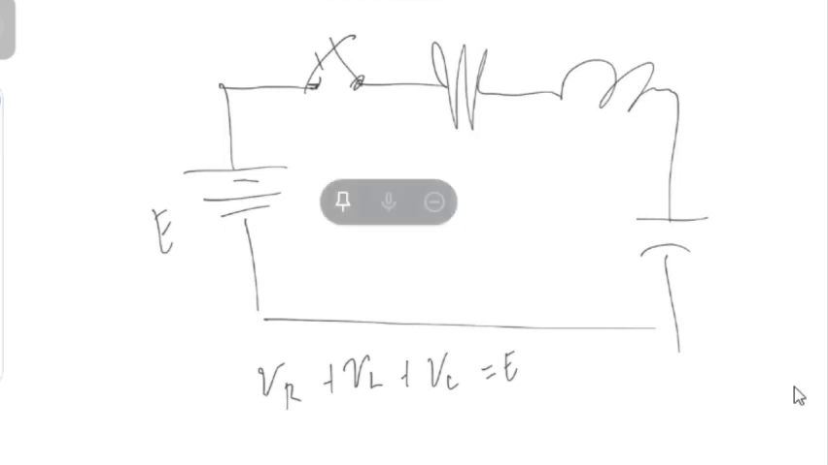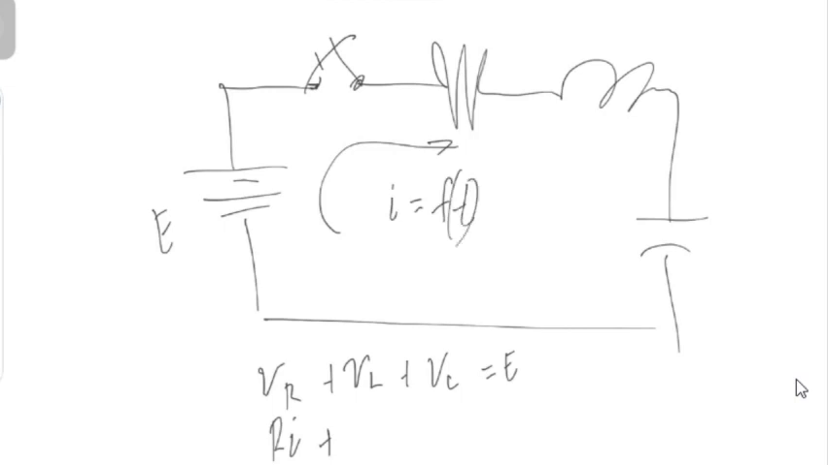RLC na, no? Ganito ang kalalabasan. Voltage drop on the resistor is Ri. The current that will circulate varies with respect to time t. It's not a constant. So you have Ri, voltage drop on the inductor, L dI/dt, Faraday's law of electromagnetic induction. Then voltage drop on the capacitor is Q over C, then equal to E. Okay? And you are now interested in the current I as a function of time t.